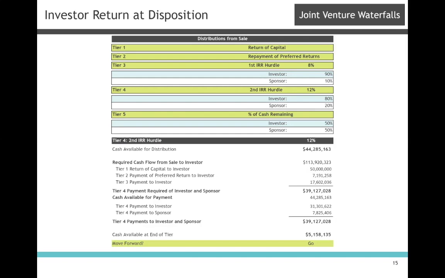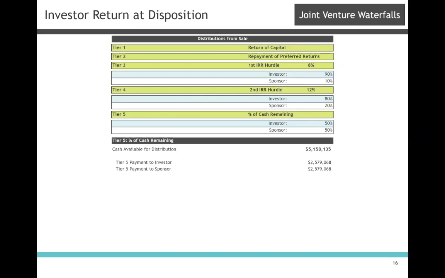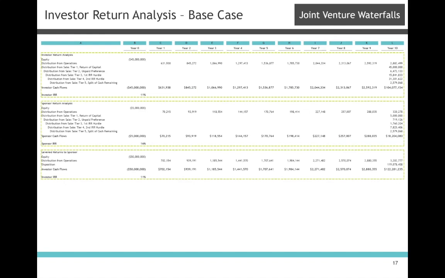So we move forward into tier 5, and that remainder is split up 50-50, 2.5, 2.6 million each. And that's a waterfall schedule. Just to reiterate, the sponsor gets a return of 16% in this situation because it's rewarded for its positive performance, and the investor gets a return of 11%.